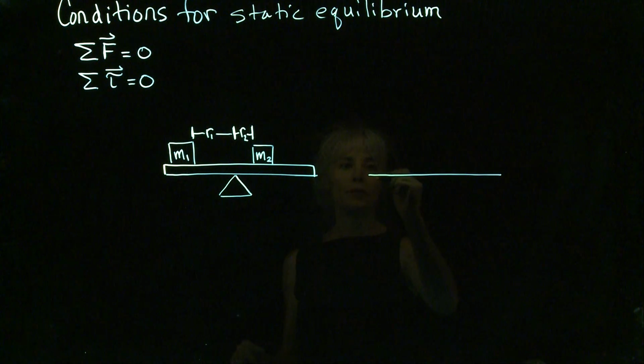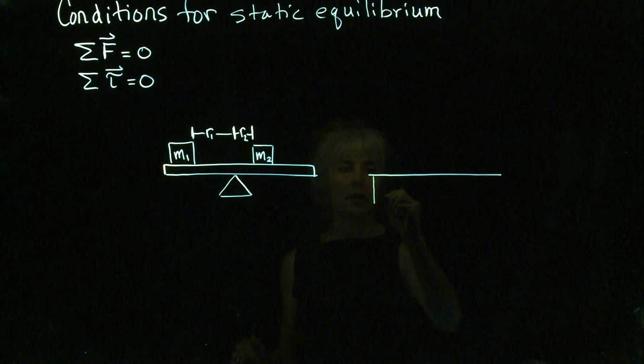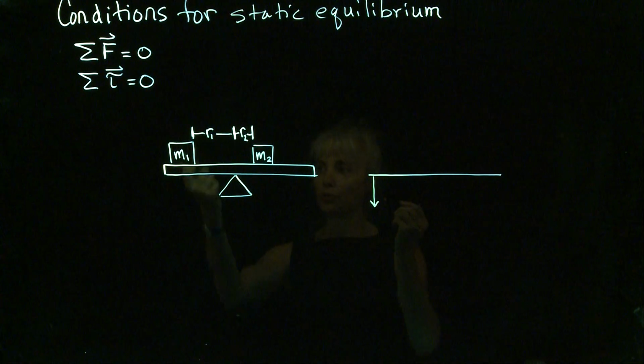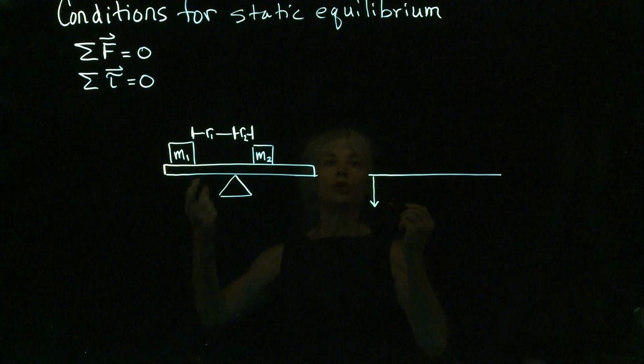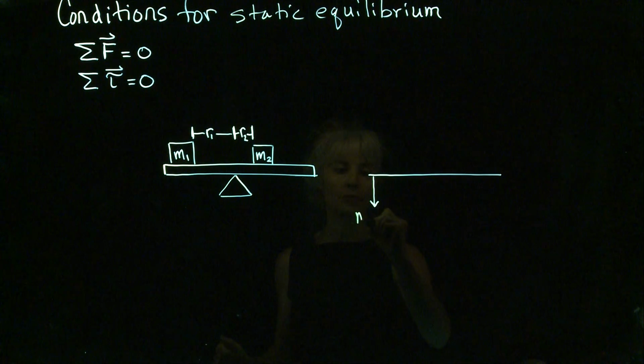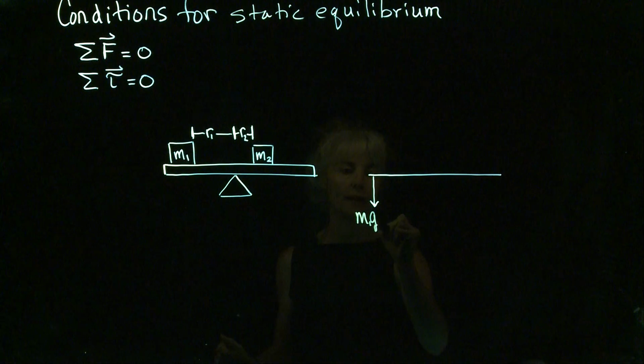So there's a force being exerted by M1 that is down. Okay, and the force being exerted is the force of gravity. The Earth is pulling down on M1. The board feels that force because it's having to supply a normal force back up to keep it from falling. So this force is M1G.